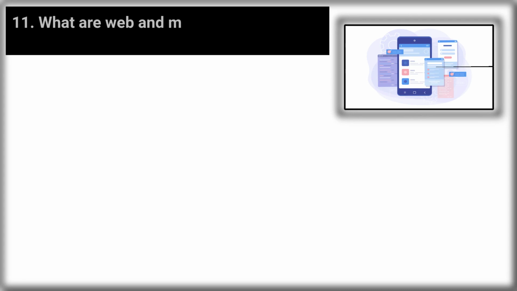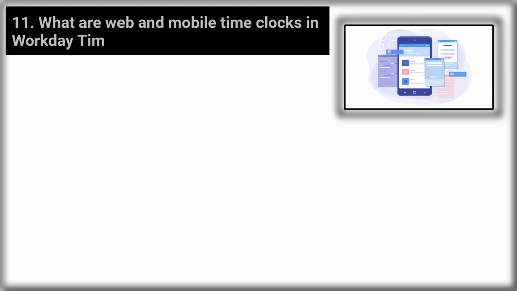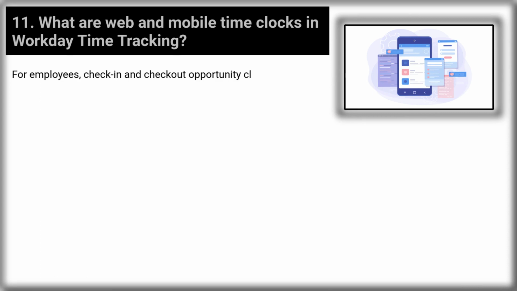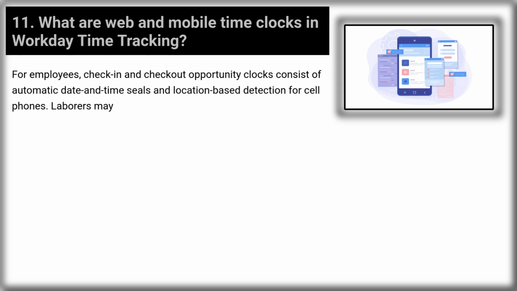11. What are web and mobile time clocks in Workday Time Tracking? For employees, check-in and check-out opportunity clocks consist of automatic date and time seals and location-based detection for cell phones. Laborers may easily access their task background.